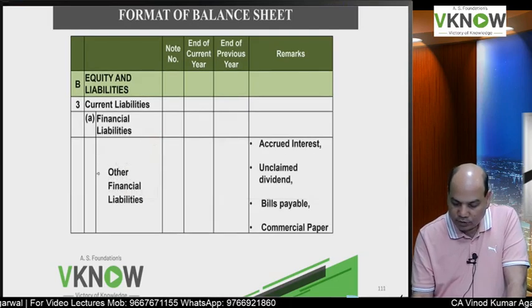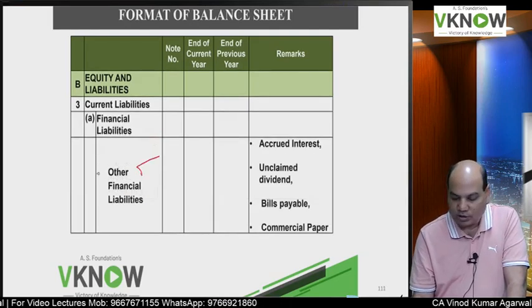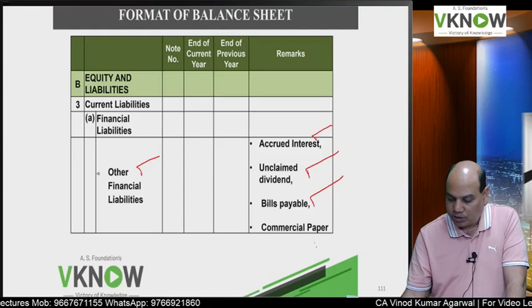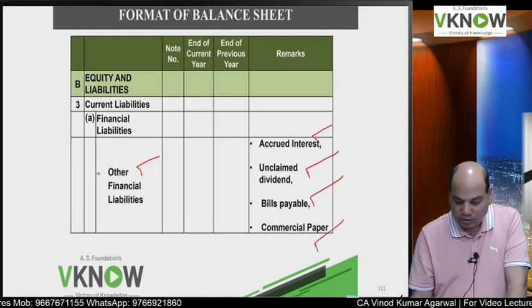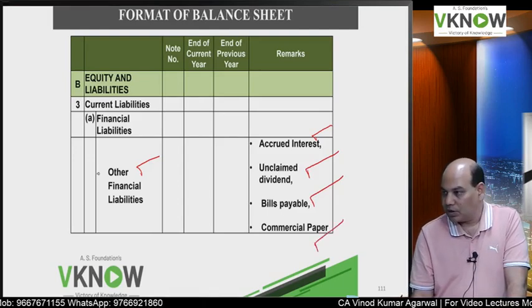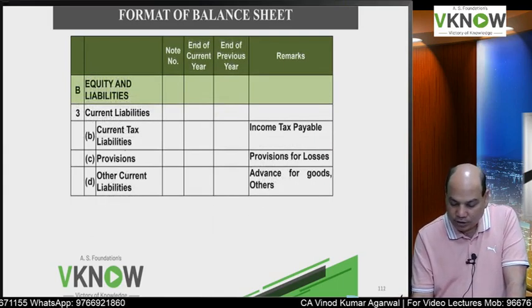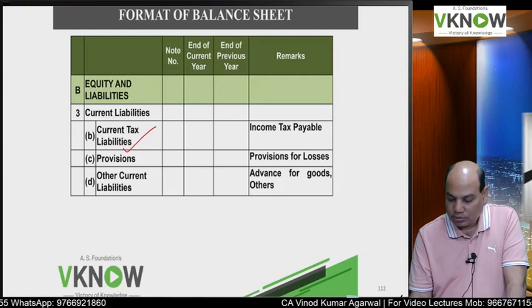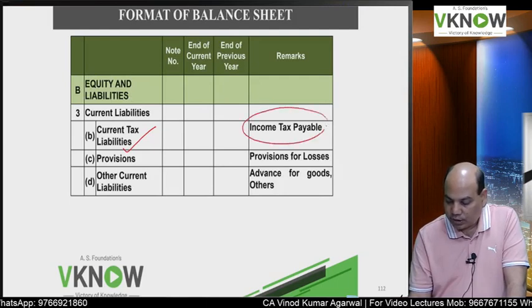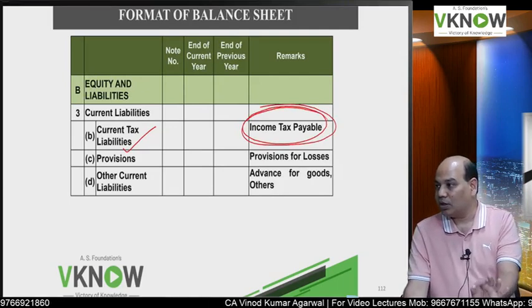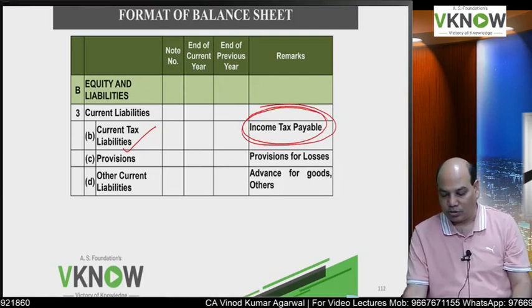Then after that we have other financial liabilities. Example, accrued interest, unclaimed dividend, bills payable, commercial paper. Commercial papers are short-term borrowing. Then after that we have current tax liability, where we will show tax payable to the government, actual tax payable to the government calculated as per tax law.